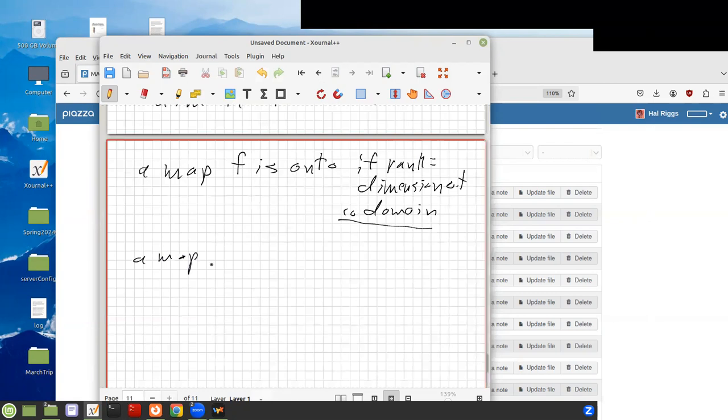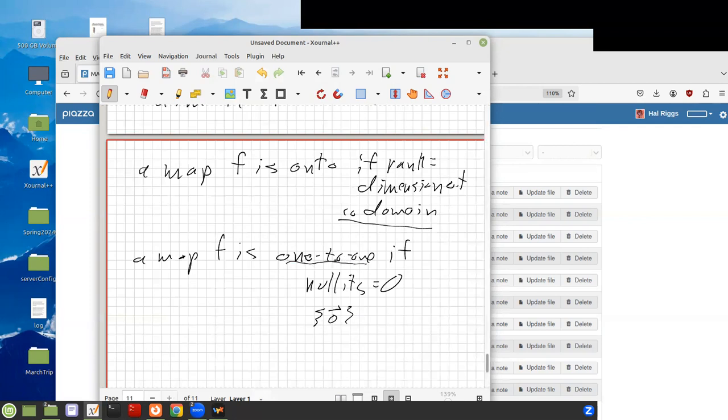A map F is 1 to 1 if the nullity equals 0. That is, in that case, the null space is just the zero vector. So if the null space is not the zero vector, if it's not dimension 0, then the map is not 1-to-1. If it has any non-zero vectors, the map is not 1-to-1. So the rank and nullity provide a measure of how badly a map is not 1-to-1 or not onto.